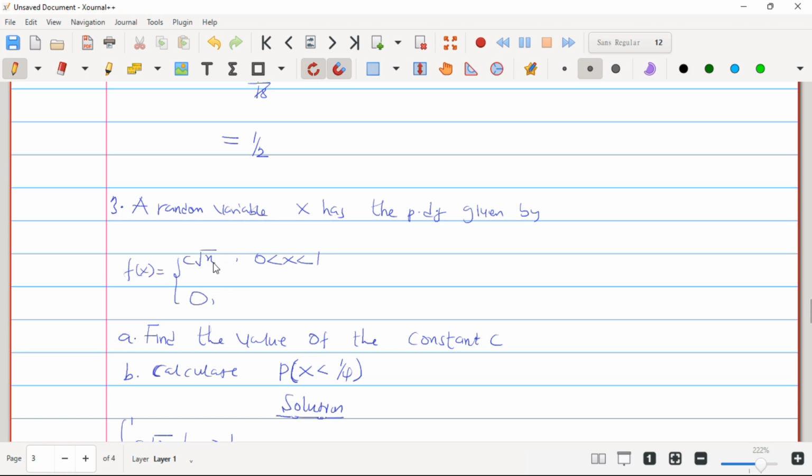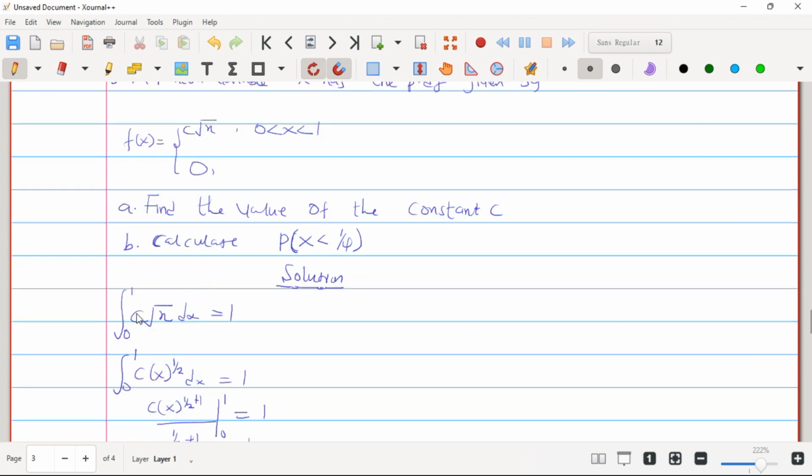They are asking us to find it, right? So when we are treating a continuous random variable, we learned that when we integrate a function over its limits, it must be equal to 1. So here I'm going to integrate this function on the limits 0 and 1. Once you integrate it, equate it to 1 and find our c.